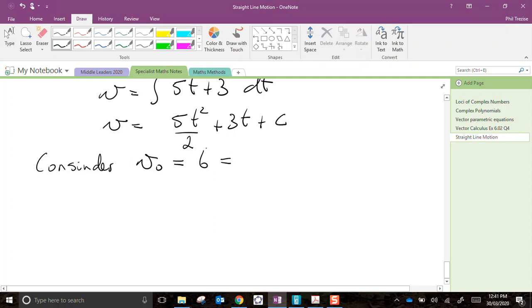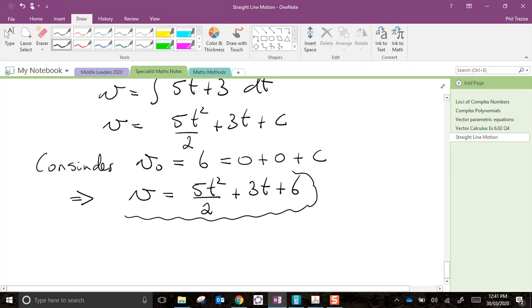Substituting into my formula here with time 0, the first term will be nothing, the second term will be nothing, and then we have c. Our constant equals 6. So our formula then for v is 5t squared over 2 plus 3t plus 6. We could use that to find the velocity at any particular time.